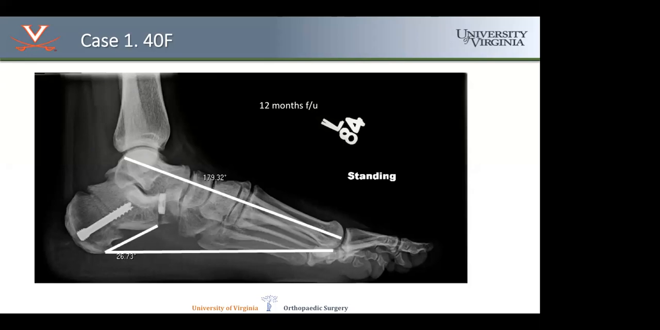So Dr. Cooper, do you usually plan to do this on both sides, or is this usually unilateral? How do you counsel those patients?